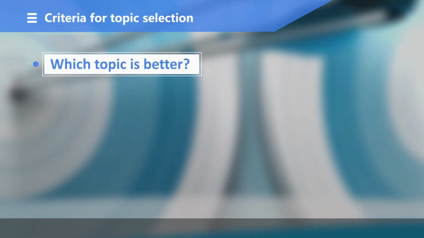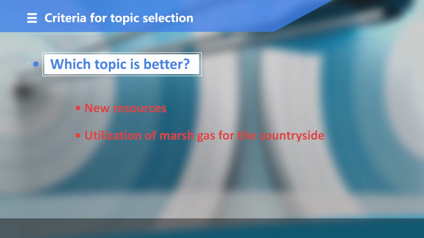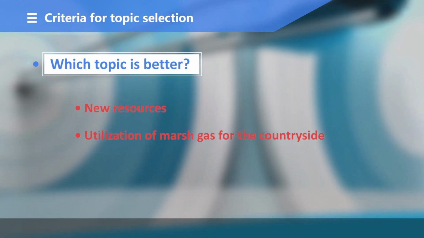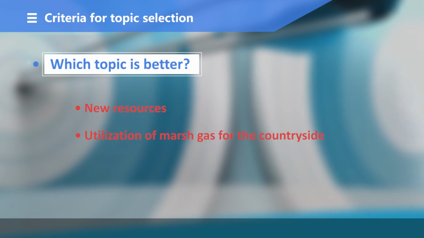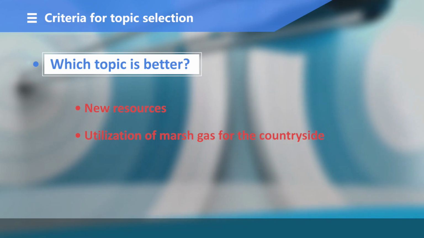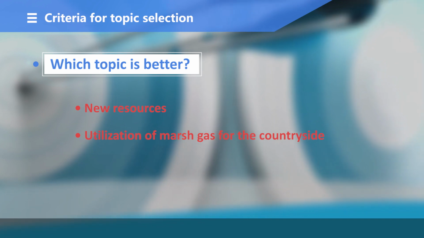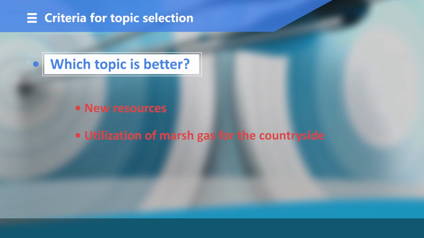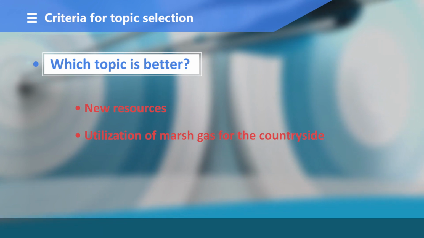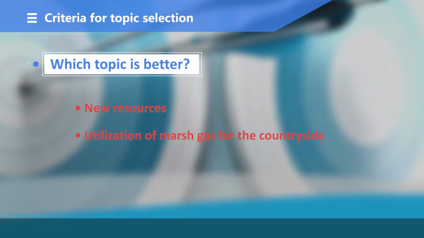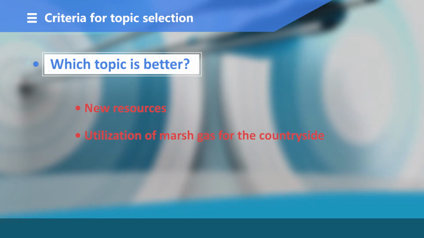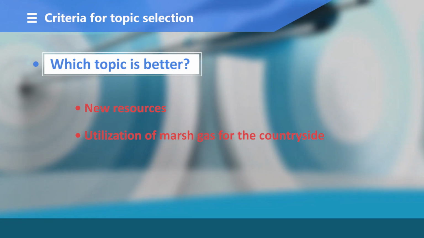Now, let's compare the 2 topics. Which one is better? Obviously, the second one is better. The first topic is not feasible because it is too broad to handle. It is vague and has nothing specific or original, so it can hardly arouse the interest of other scholars in the field. Actually, a beginner usually selects a too broad topic.